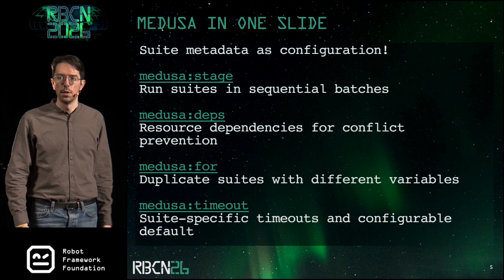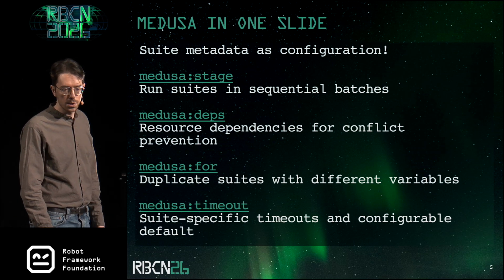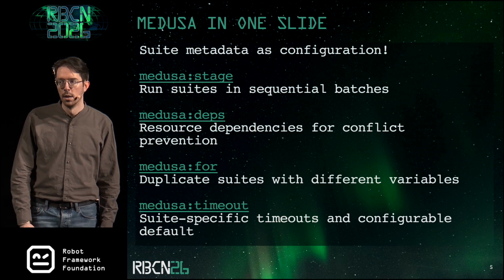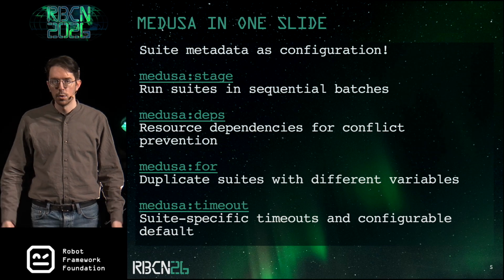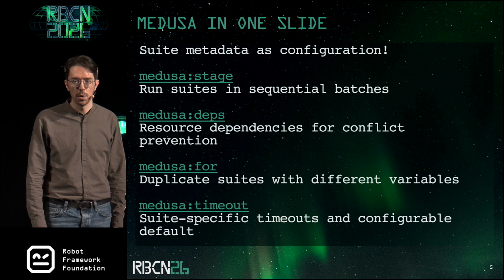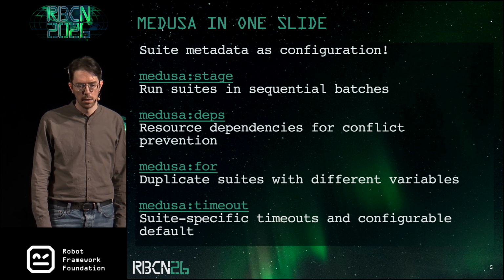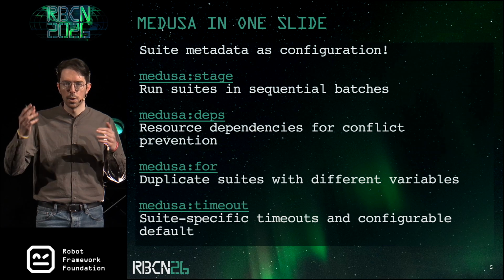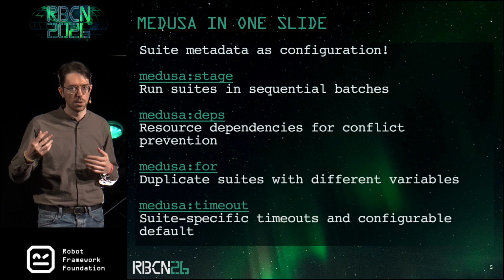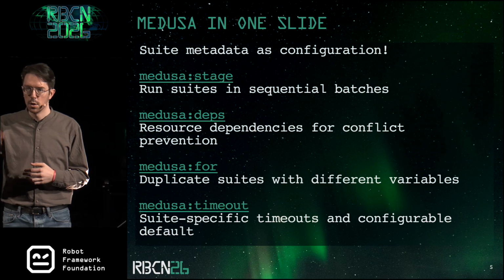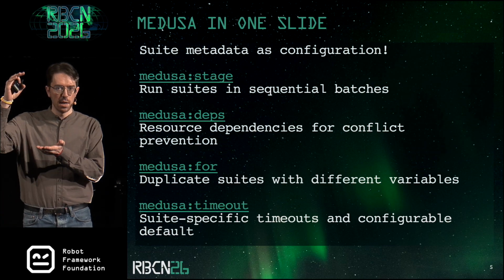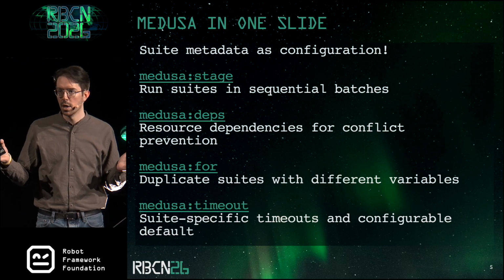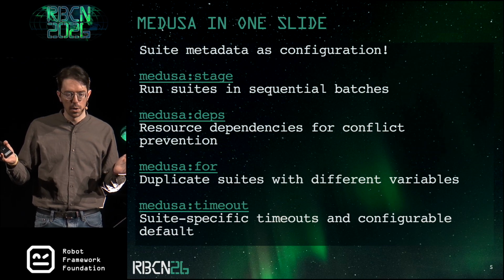Underlined here you see the different metadata types. So first we have the stage and the dependencies, deps in this case, which are the only mandatory types of metadata that Medusa expects. And yeah, a stage allows you to basically run all your tests in sequential batches. So you can maintain some kind of order. And within each batch, the test suites are potentially all running at the same time if their dependencies allow it.